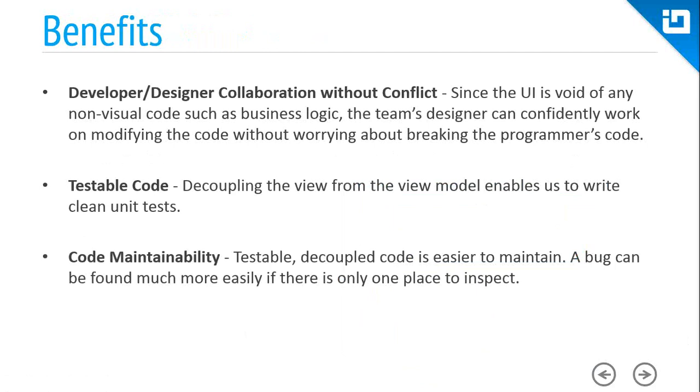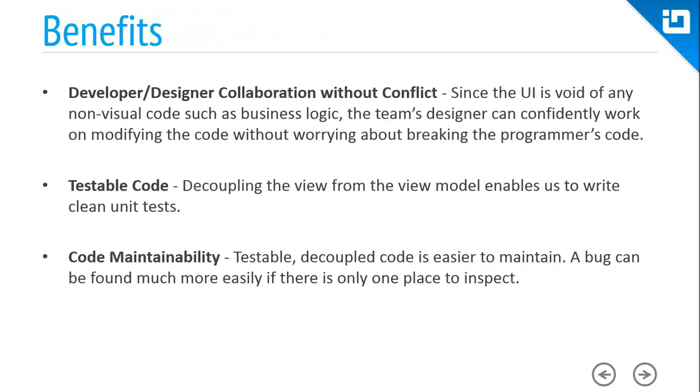Many a time, you know what happens when a designer works on your code and everything looks awesome, but he just messed up your event handlers? In this case, there is a cleaner separation between the two, so there's absolutely no worry. Another important aspect is testable code. Basically, decoupling the view from the view model enables us to write really clean unit tests.